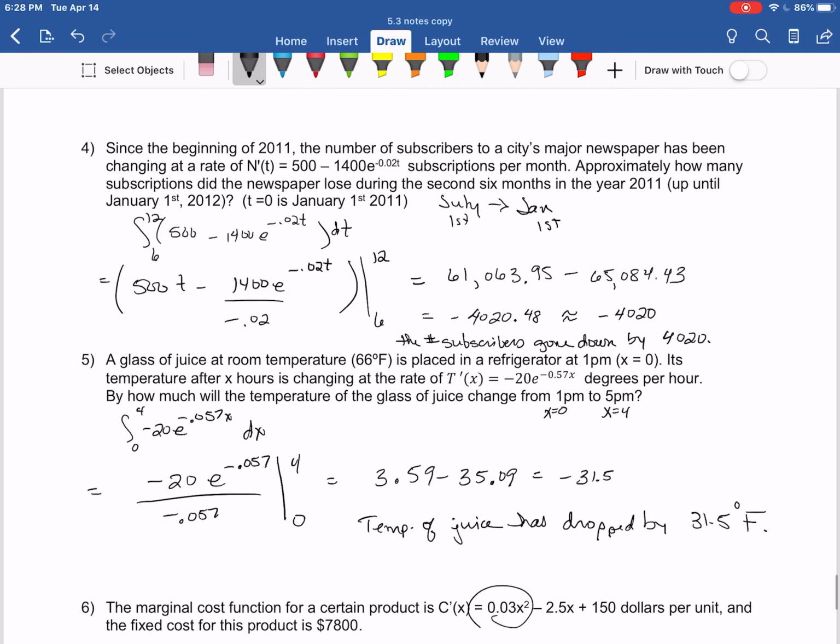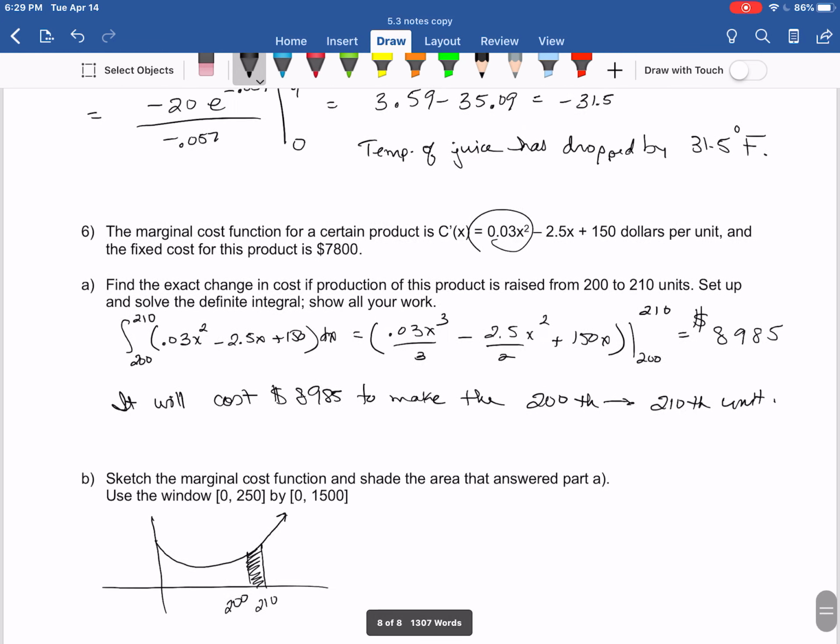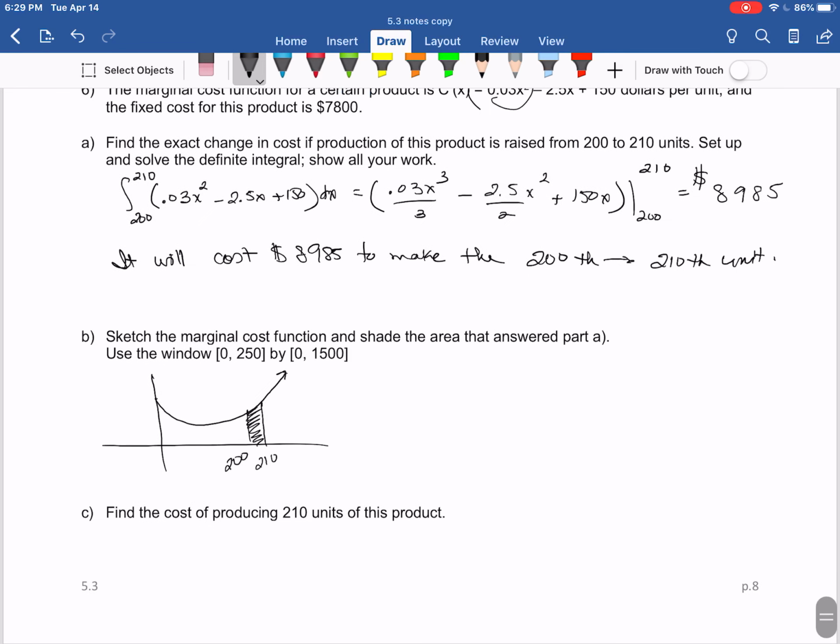All right, for part C, find the cost of producing 210 units, all 210 units from the beginning when you've opened up your factory doors all the way to production of the 210th unit. What was your cost in doing so? In this case, we want to know the integral of the marginal cost function, which we found up in part A, but this is the concept.